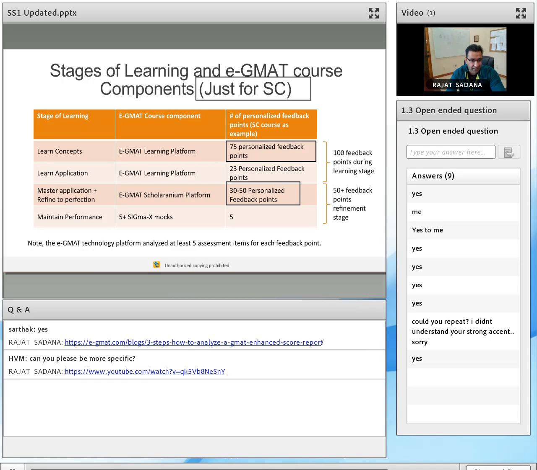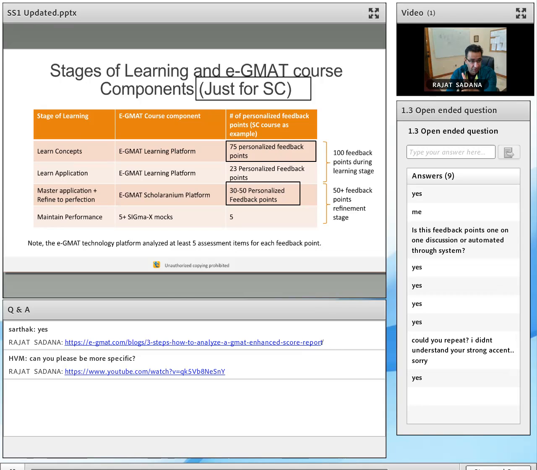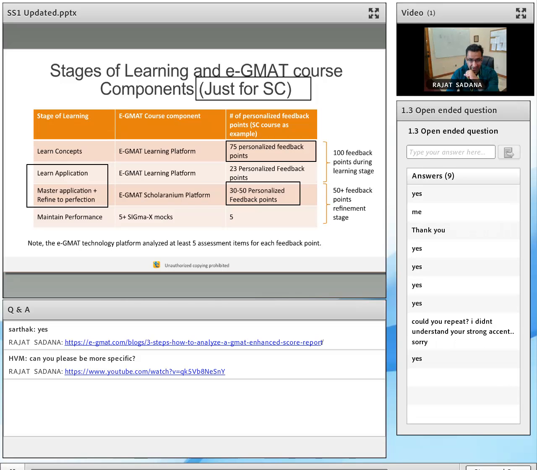So with that, I'd now like to invite Payal to demonstrate how to learn application and refine to perfection. These feedback points are automated through the system. You get feedback points every 15 to 30 minutes. So you don't have to wait for an instructor to come and tell you. This is built into the system design. But overall, you get 100 feedback points during the learning stage. You get another 50 feedback points during the refinement stage.